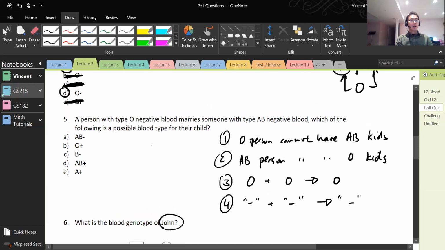Yeah. All right. So what's going on here, right? The person is O negative, and the other person is AB negative, right? So process of elimination. Type O people cannot have AB kids. So that's not the answer. Type AB individuals cannot have O kids. So that's not the answer. They're both negatives. Negative people can only have negative kids. So that's not the answer. So the correct answer is C.